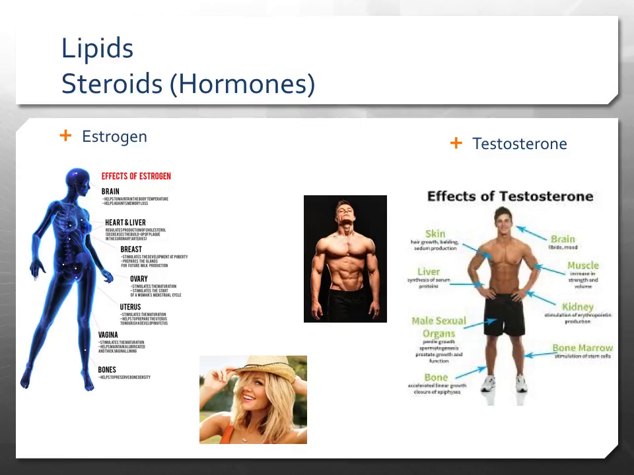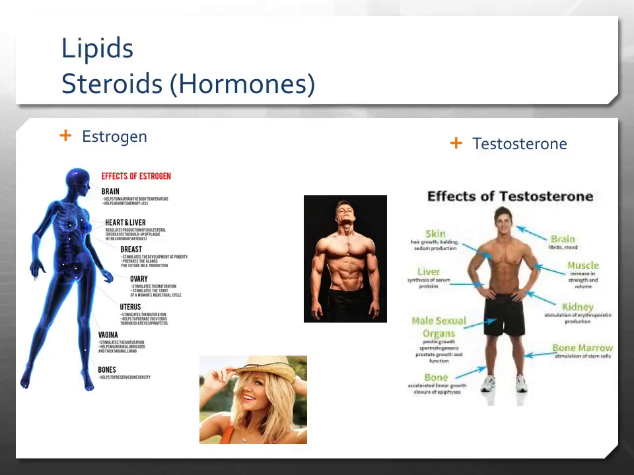Without estrogen, female breasts wouldn't develop, ovaries and uterus would not function correctly to reproduce, and it also makes skin softer, increases breast growth, and minimizes hair growth. So all the characteristics that make women women.